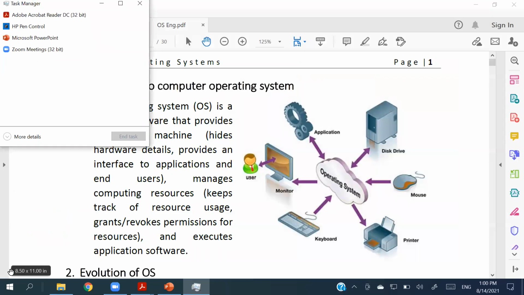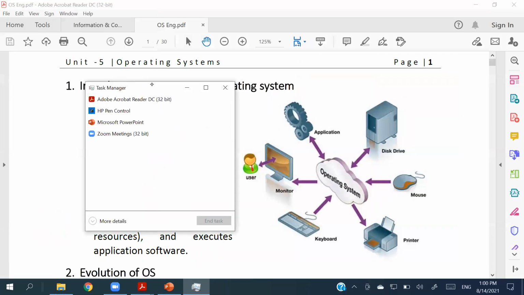Now, if you take the fewer details view, this shows you what are the programs or the processes which are interacting with the user.